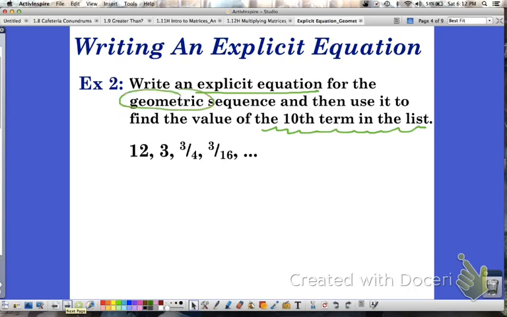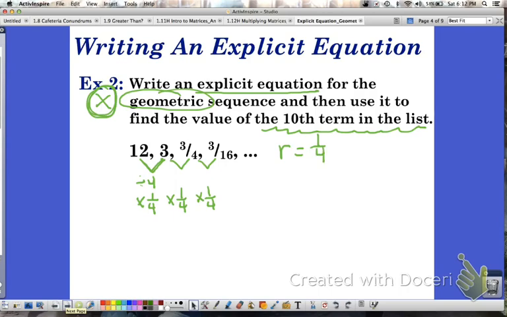We know it's a geometric sequence, so we know we're multiplying. But you're going to look down your list and you're going to say, wait a minute, we're not multiplying because the numbers are getting smaller. To go from a 12 to a 3, I bet you're thinking divide by 4. It's okay to think divide by 4, but I want you writing multiplication. So dividing by 4 is the same thing as multiplying by a fourth. 1/4 of 12 is equal to 3. Likewise, if I take 3 and multiply it by a fourth, I'm going to get 3/4. And same going down the line. Every time I multiply by a fourth, I'm actually dividing by 4. So my common ratio is 1/4.